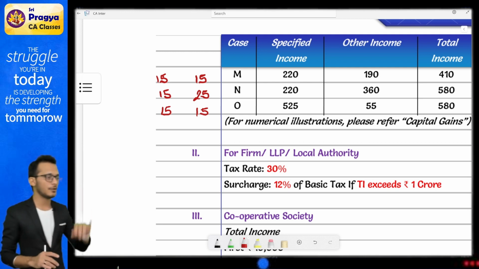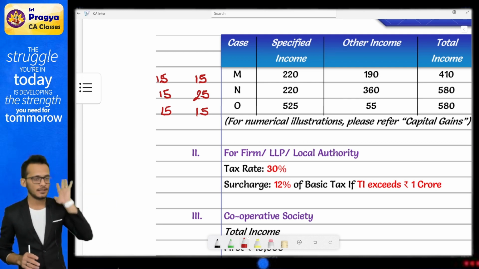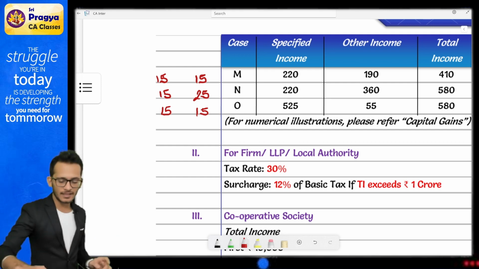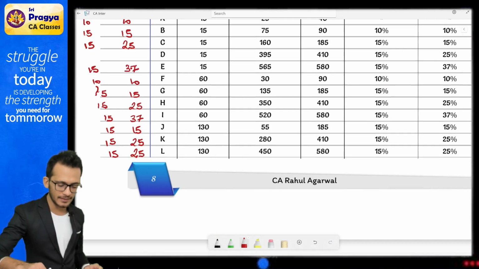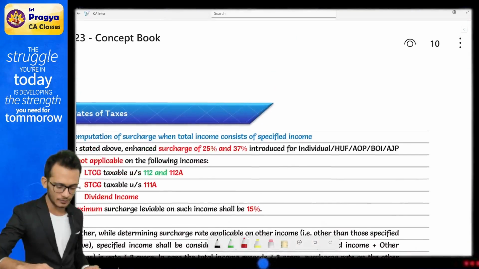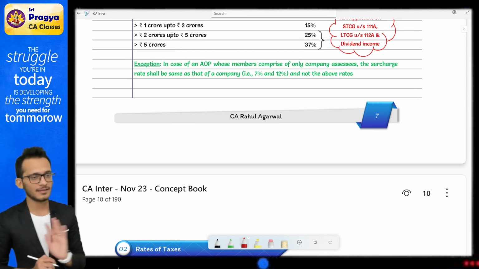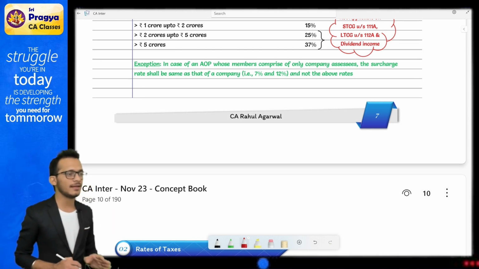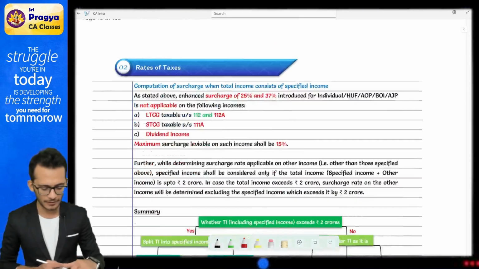These are your slab rates for individuals, HUF, AOP, BOI, AJP. You might notice there is an amendment here in the AOP part which says that if you have an AOP which is a company, you'll have a lower surcharge rate and all those things. Ignore all those things. Doesn't matter. Does not come in exam. AOP level discussions are for the final level portion, not for the inter-level portion, so we don't have to worry about it.